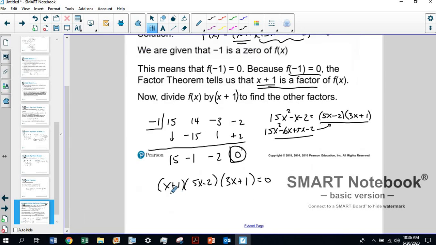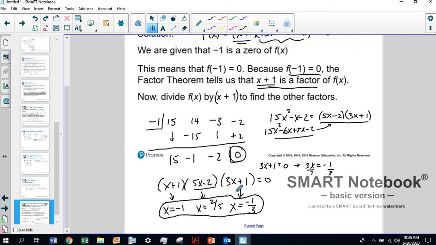And that, of course, just means that x equals negative 1. Here, x equals 2/5 if you add 2 to both sides and divide by 5. And here, if you set this equal to 0 and solve, you get x equals negative 1/3. Remember, if we take 3x plus 1 equals 0, that means 3x equals negative 1, and then divide by 3. Same thing for this one. Set them equal to 0. Okay, so you get 3 answers. It's an x cubed problem. You expect 3 answers. And that's the way you use the factor theorem.